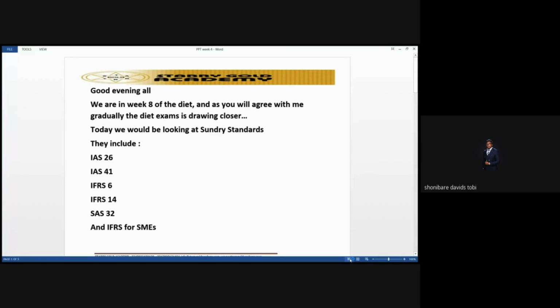So when it comes to sundry standards, let's first of all ask ourselves: can someone tell me what we mean by sundry standard? I broke it down briefly last week. If you check your syllabus, it is there. If you check the ICAN pack, you see that particular chapter, sundry standards.